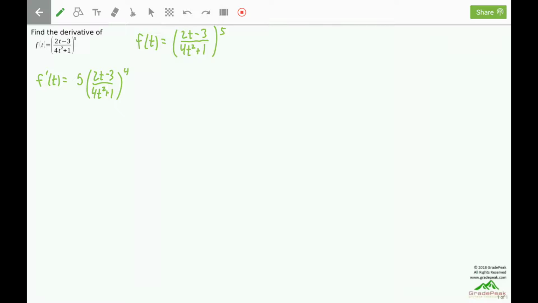Well, the inside of that power is itself a quotient, and we're going to take the derivative of that. So that'll be a quotient rule. Derivative of the numerator, it's a 2, times the denominator left alone, minus the numerator left alone, 2t minus 3, times the derivative of the denominator, which will be an 8t. All of this over the denominator squared, so 4t squared plus 1, quantity squared.